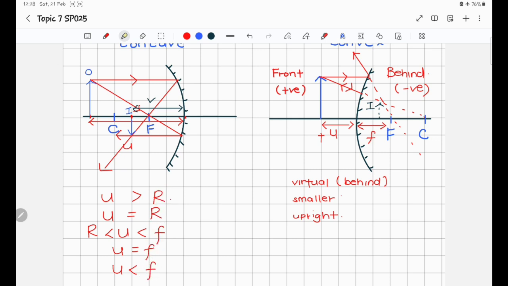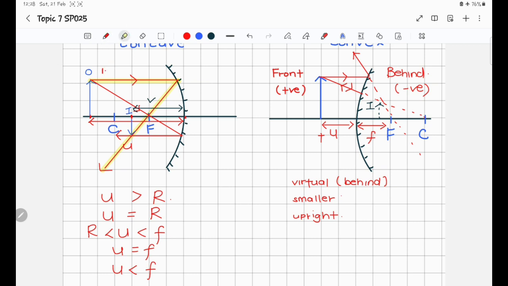For the ray diagram, the first ray from the object is where light travels parallel and hits the surface and focuses on the focal point. So this is the incident ray, and here is the reflected ray, exactly on the focal point. So that is the first ray of light.